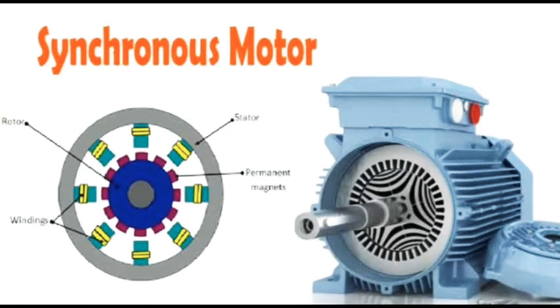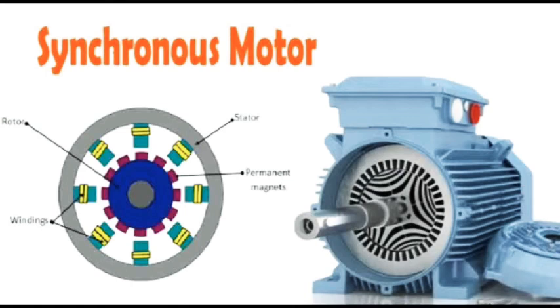In this video we will discuss the synchronous motor and synchronous generator machine. So what is a synchronous machine? A synchronous machine is a machine which rotates at a constant speed, and this speed is known as synchronous speed. In this machine, the rotor rotates at the same speed at which the field winding flux rotates. This machine is also known as a synchronous machine.